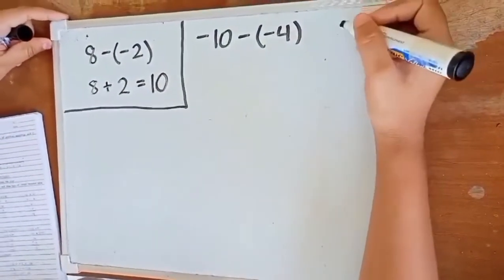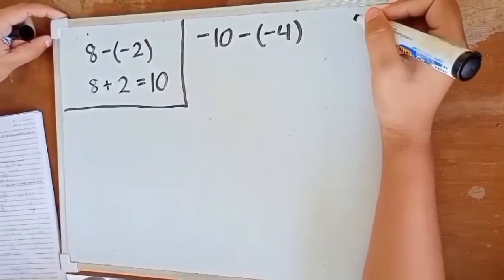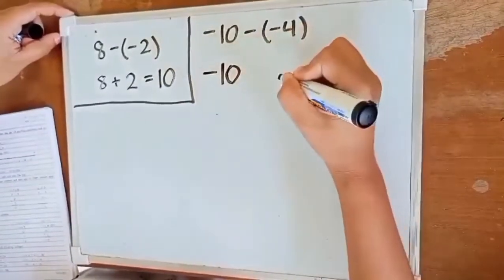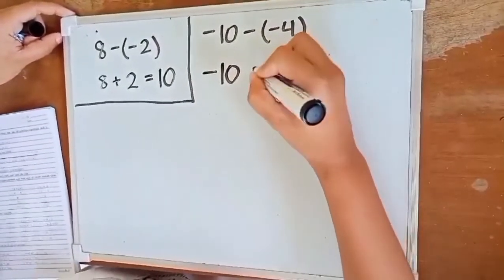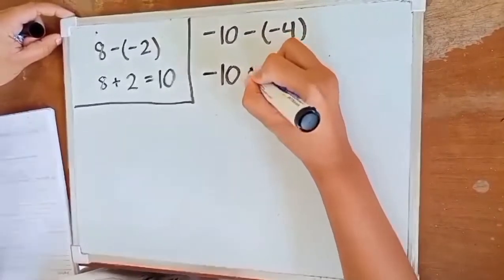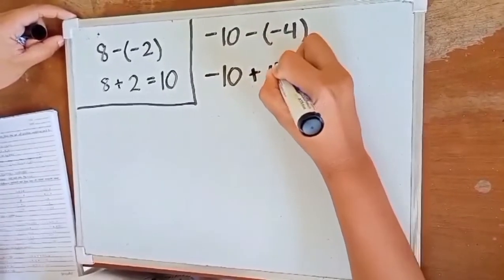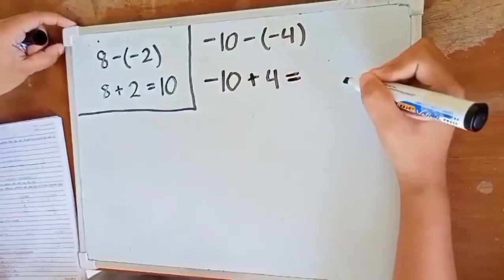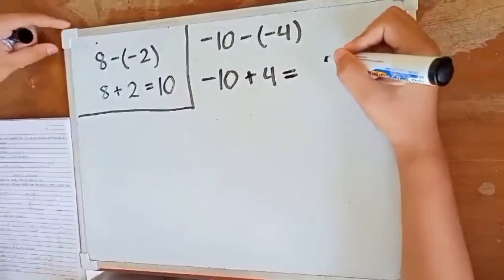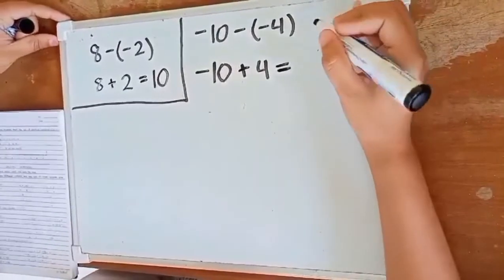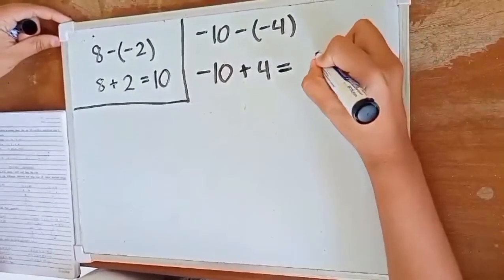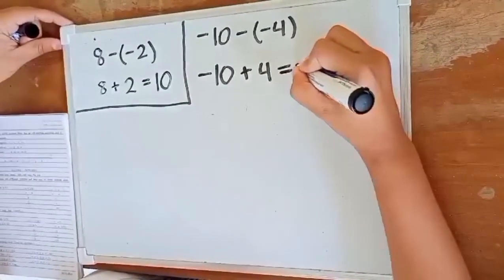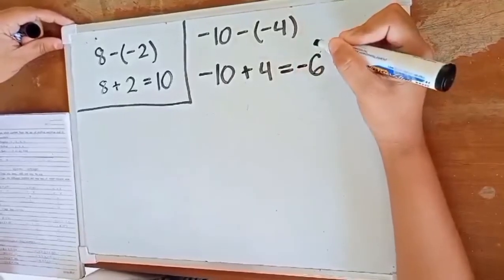We're now on the second example. -10 minus -4. So the rule: copy the first and add it to the opposite of the subtrahend, which is 4. The opposite of -4 is 4. Now if you remember the rules in adding integers, subtract the two and copy the sign of the larger number. So we have 10 minus 4, we have 6, and the sign of the larger number, which is the 10, is negative, so we have -6. Do you get it?